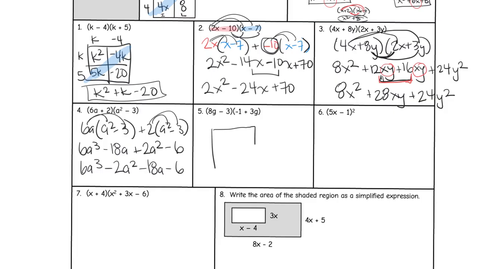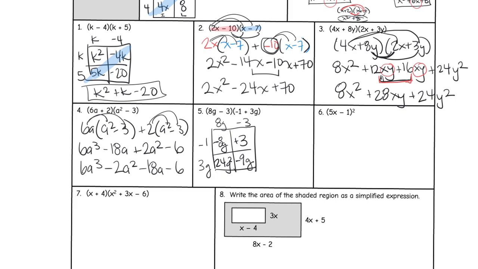This one I'll do again with the box method just to give us another example. I'm going to have 8g and negative 3 and negative 1 and 3g. So when I multiply the first box, negative 1 times 8g gives me negative 8g. Negative 1 times negative 3, a negative times a negative is a positive 3. 3g times 8g, so 3 times 8 is 24, and g times g is g squared. 3g times negative 3, that's giving me negative 9g.